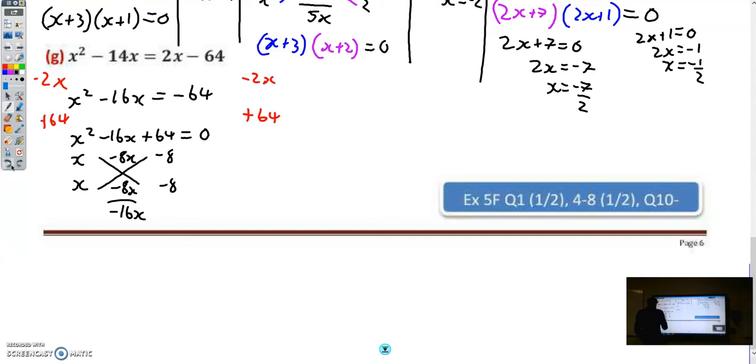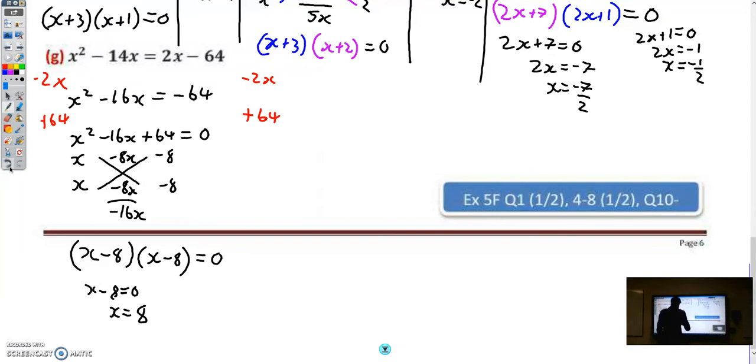This means that my final factorized form is x minus 8 squared, but I'm going to write it again as x minus 8 times x minus 8 is equal to 0. The reason why I'm doing that is just so you can make an observation about a square, that if you have this, you're only going to have one solution. x minus 8 equals 0, in which case x is equal to positive 8. And that's going to be the same for both brackets.